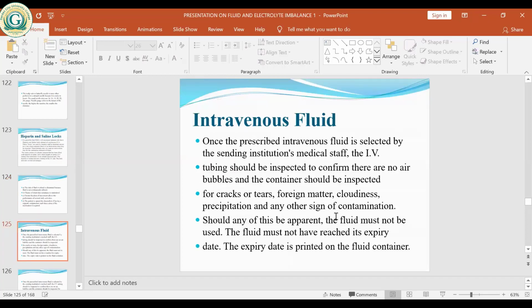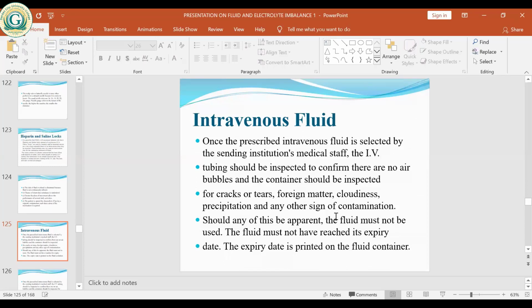Intravenous fluids. Once the prescribed intravenous fluid is selected by the sending institution's medical staff, the IV tubing should be inspected to confirm there are no air bubbles, and the container should be inspected for cracks or tears, foreign matter, cloudiness, precipitation, or any other sign of contamination.